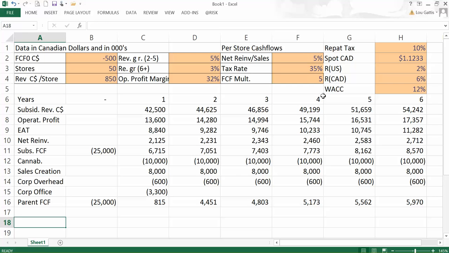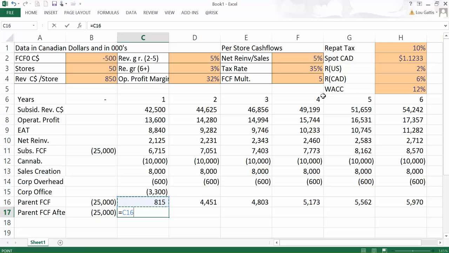So now we can calculate parent free cash flows after repat. The first year, since this is a cost, we don't put a tax on that. But then at the end of the first year, we're not going to be able to keep all 815. We're going to have to subtract the repatriation tax. I'll anchor that.